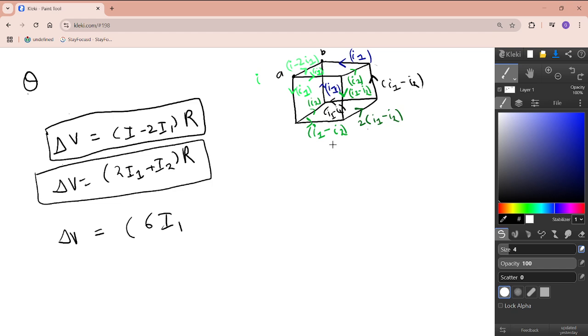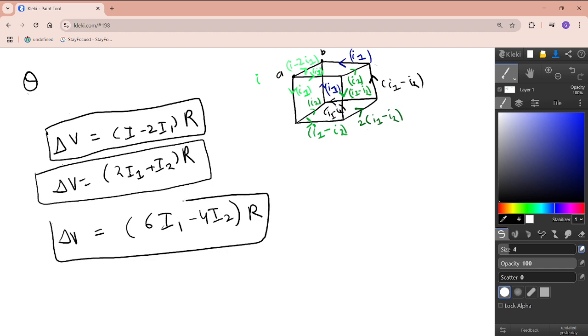Sorry, what just happened? Minus I2. Okay, it's minus I2, right? Minus I2 minus 2I2. This becomes minus 3I2, then minus 4I2. Let me do it again. Minus I2 minus 3I2 minus 4I2. So minus 4I2, times R.